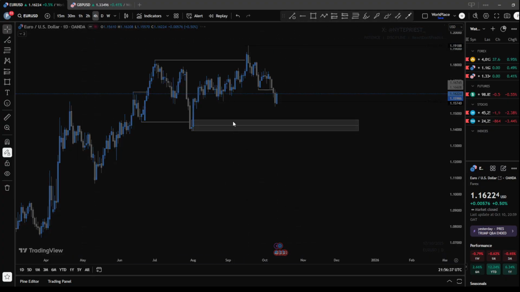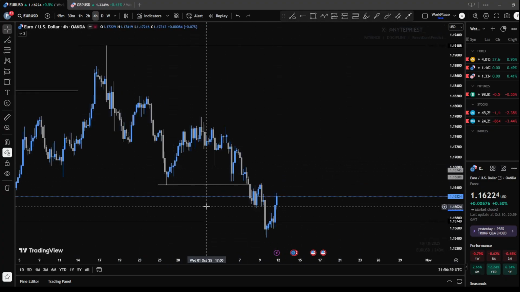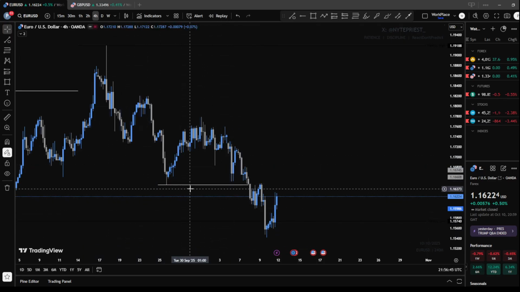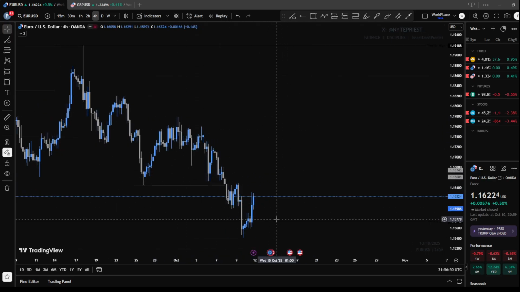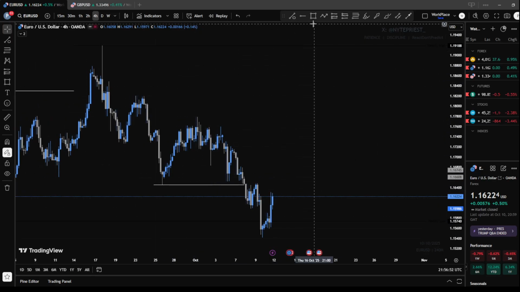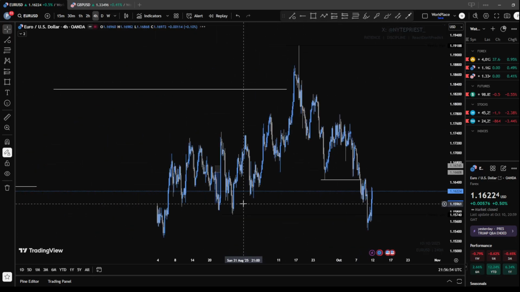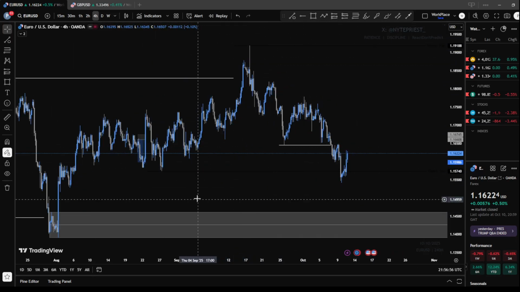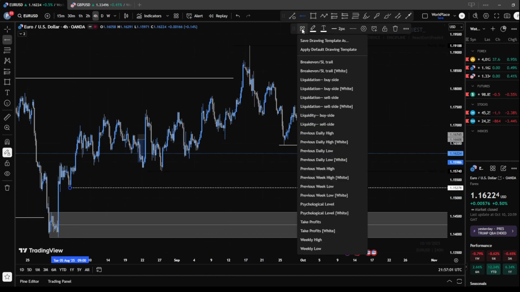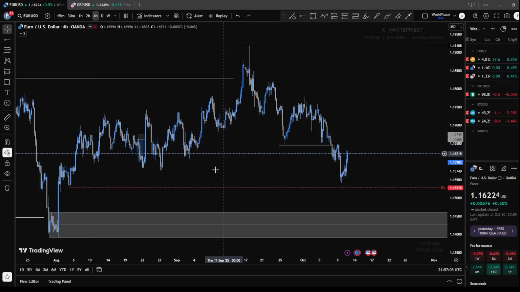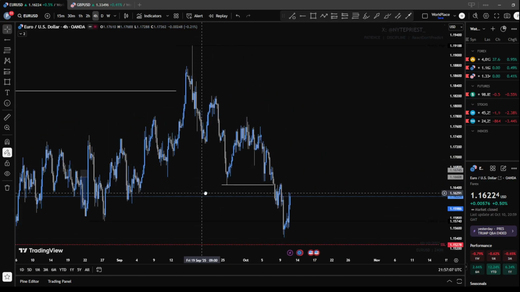So the fractal on the daily time frame is the structure on the 4-hour time frame. The swing structure on the 4-hour time frame, the recent one, is this zone, as you can see. And also we are having this as our sell side liquidity. Yeah, sell side liquidity.